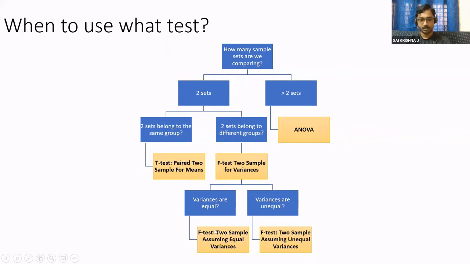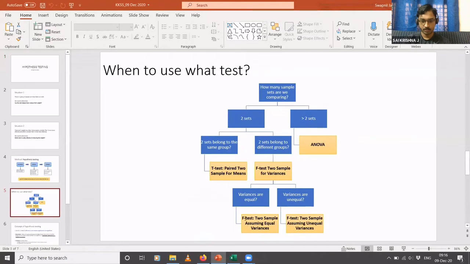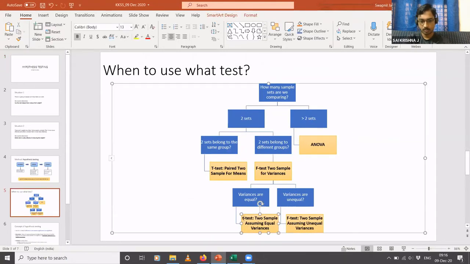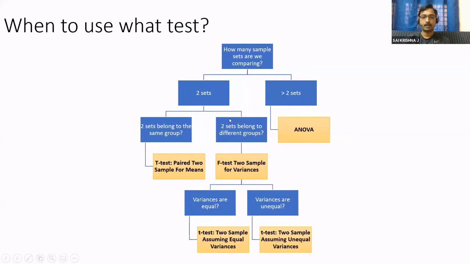If the two sets belong to different groups, you first perform this F test to see whether the variances are equal or not. If the variances are equal, then you perform the t-test assuming equal variances. If the variances are unequal, then you perform the t-test assuming unequal variances.